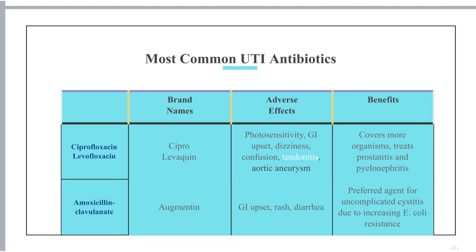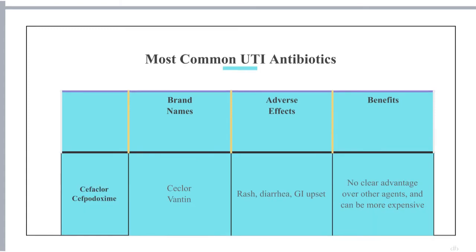Augmentin is amoxicillin clavulanate. It is increasingly a preferred item for an uncomplicated UTI because the usual causative agent, E. coli, is getting resistant to other medications that we've been using. So amoxicillin clavulanate is a preferred agent for treating UTIs. Cephalosporins like cefaclor and cefpodoxime are used for UTI. They don't offer a clear advantage over the other items that I've mentioned, but they are an option if the patient has a preference.